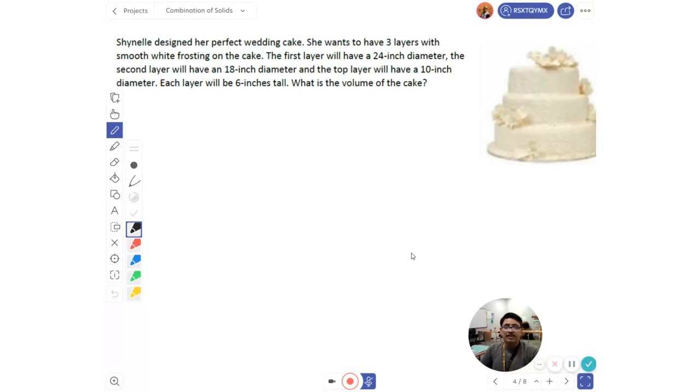Chanel designed her perfect wedding cake. She wants to have 3 layers. She is planning for a very, very big cake. Okay, I love cake. So she wants to have 3 layers with smooth white frosting on the cake. The first layer will have a 24-inch diameter. As I mentioned before, always check whether the given values are the radius or the diameter. The second layer will have an 18-inch diameter, and the top layer will have a 10-inch diameter. And each layer is 6 inches tall.